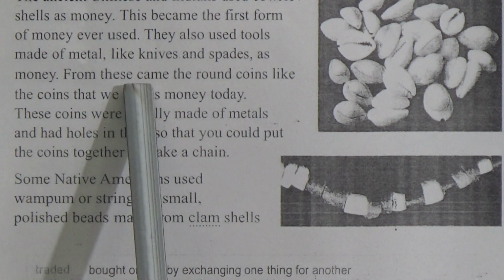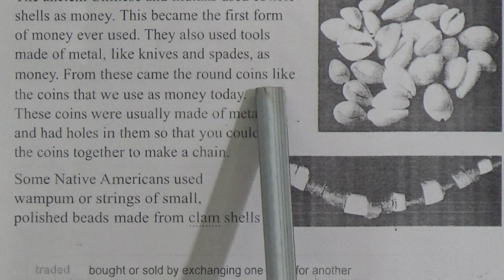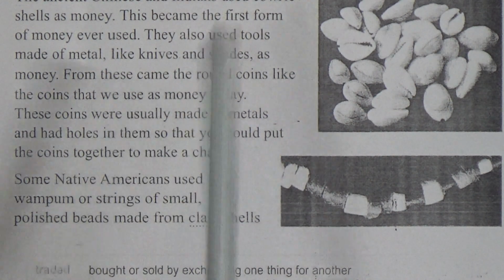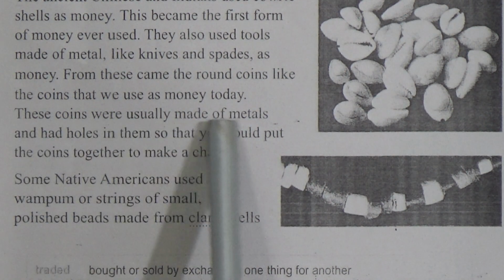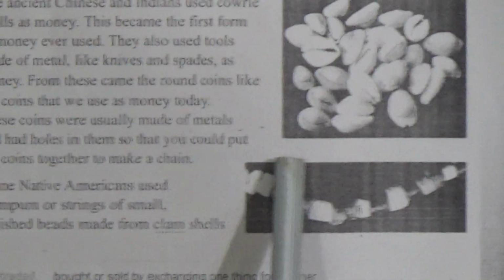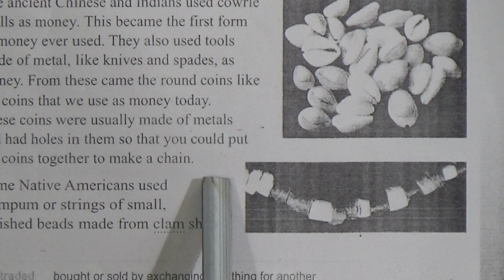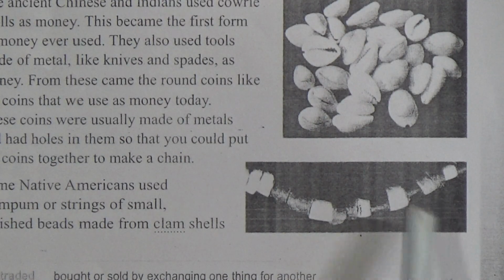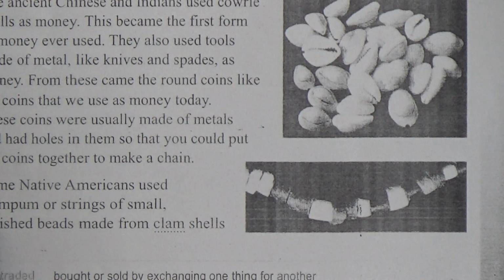From these came the round coins, like the coins that we use as money today. These coins were usually made of metal and had holes in them so that you could put the coins together to make a chain.